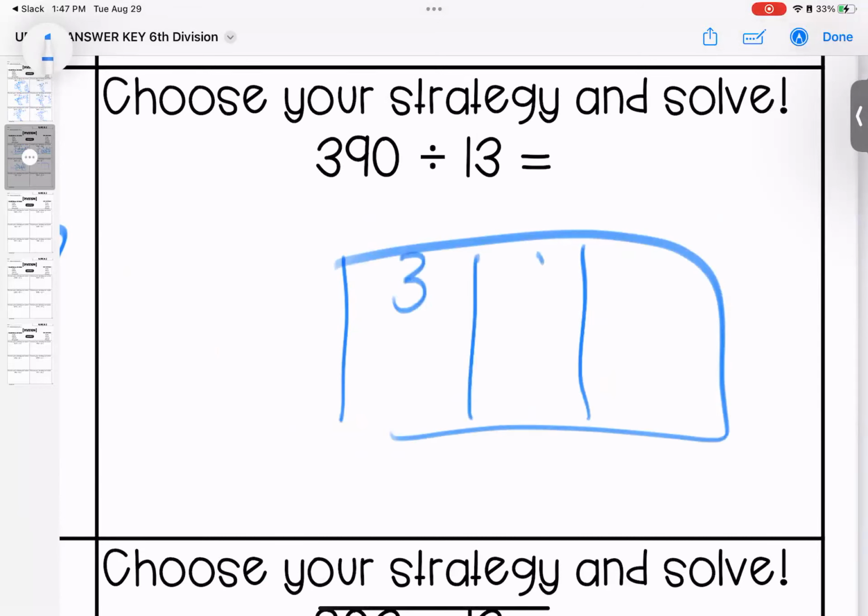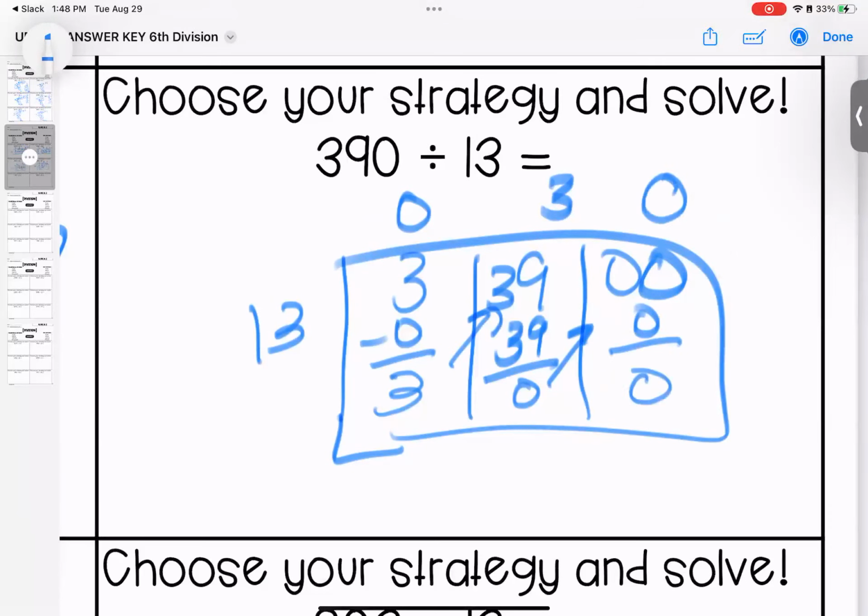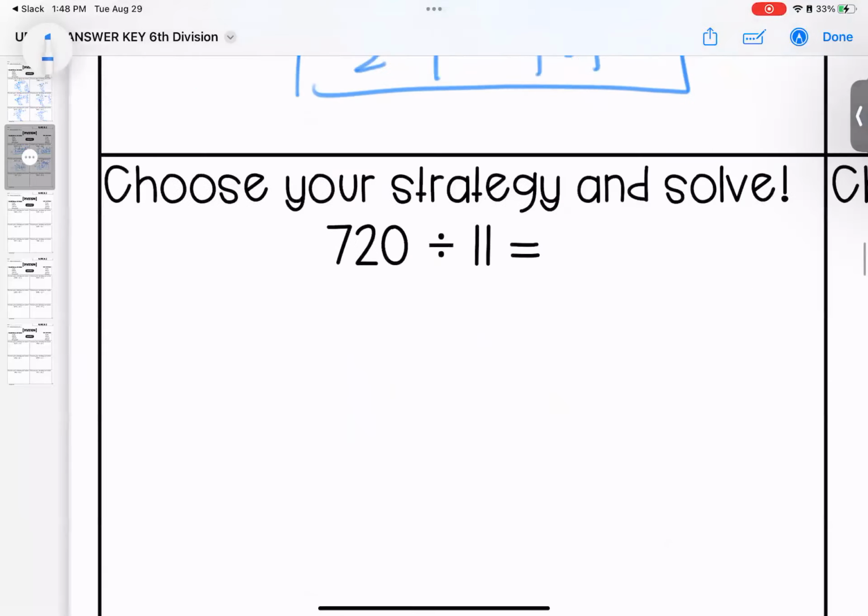390, again, doing the box for this page. We're taking groups of 13. I can't take any out of 3, but I can out of 39. 13 is going to go into 39 3 times. 3 times 13 is 39. Nothing left, but we have to show we tried. How many times does 13 go into 0? 0 times, because 0 times 13 is 0. Finish the steps. My answer is 30. There is no remainder on this one.